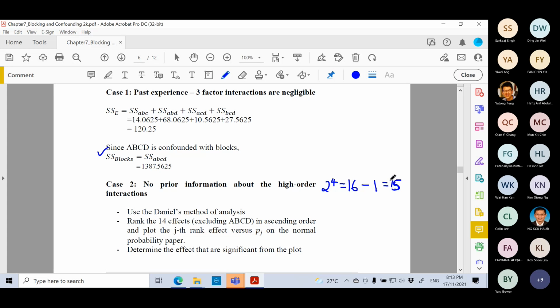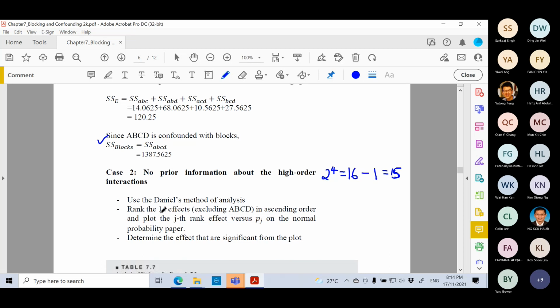But out of the 15 of them, you are confounding ABCD with the block. So you don't have the information for the ABCD. You need to exclude the ABCD. You only have 14 effects left here. Then you plot the normal probability plot also based on the 14 effects only, excluding the ABCD.